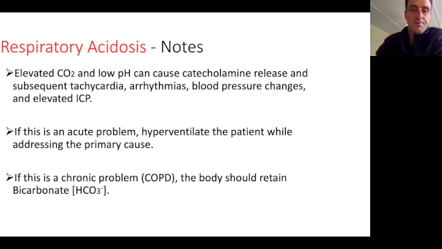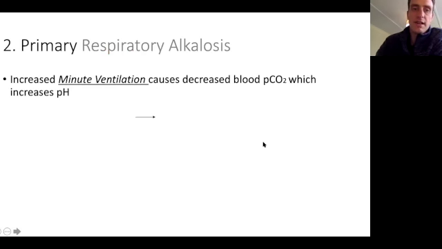If it is a primary pulmonary issue, you may be providing some other means of supporting respiratory status until that problem resolves. We'll review this more in the end of the lecture, but if respiratory acidosis becomes chronic, like in COPD, the body should retain bicarbonate to help balance that out and restore a normal pH. And we'll talk more later about what that looks like. Next primary condition that we'll go over is respiratory alkalosis.